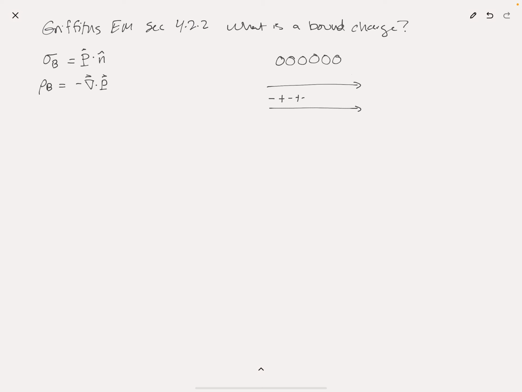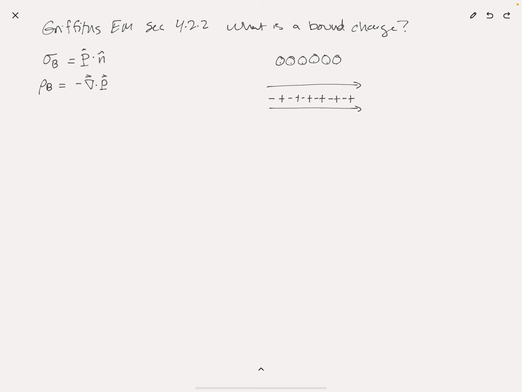I'll do this for all of my atoms that I've shown here. So there are 1, 2, 3, 4, 5, 6 atoms to start with. I have 1, 2, 3, 4, 5, 6 negative charges, and I have 1, 2, 3, 4, 5, 6 positive charges. Okay, so I haven't created any charges.